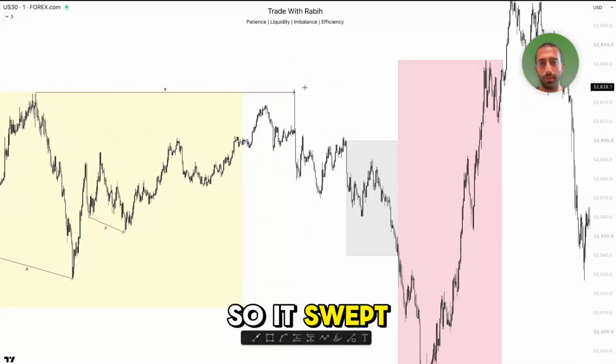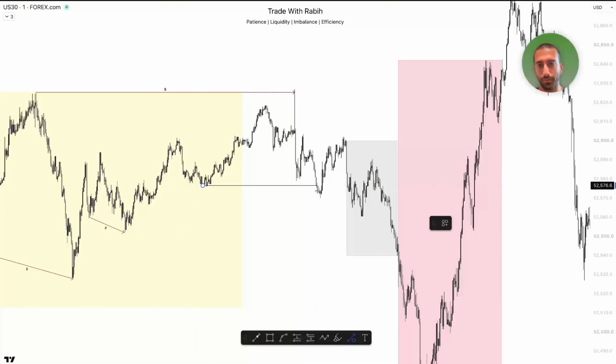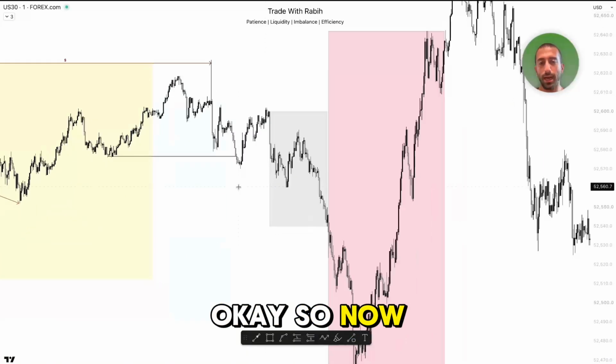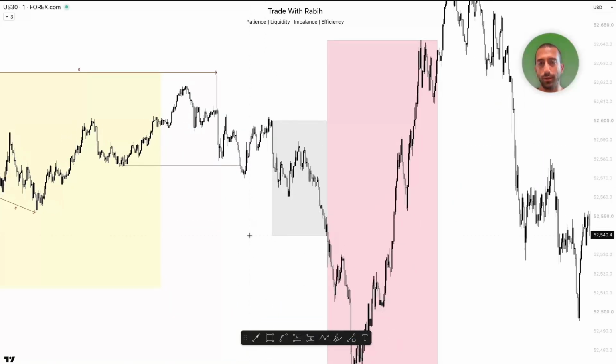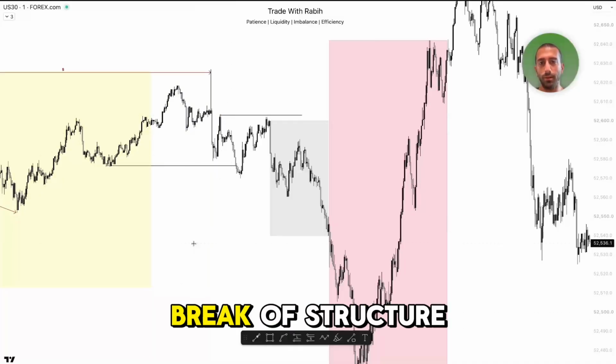Next, Frankfurt opened and it took Asia high by a few pips, and then it broke structure. So it swept, and then let's say it broke structure here. Okay, so now price is delivering lower. Here it did not take this high, so this is not a valid break of structure. Do not mark this as a break of structure.